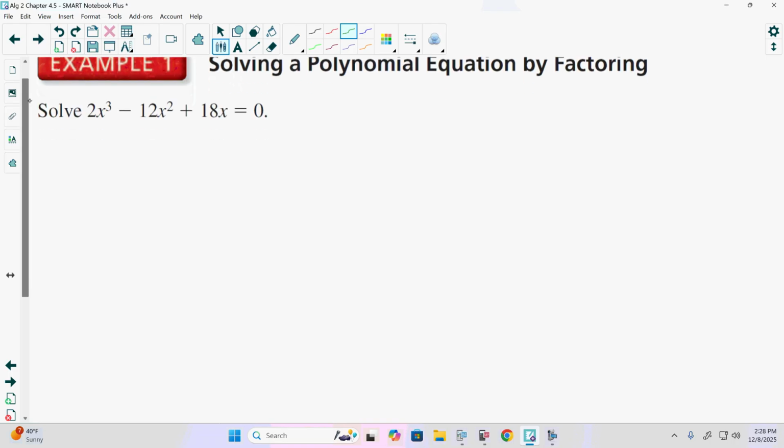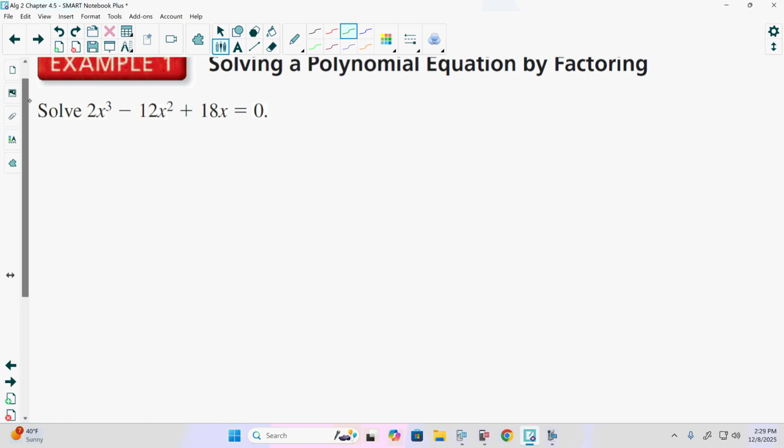So we're going to look at this first problem here. The first 2 that we do, we're actually going to solve by factoring. When we solve by factoring, the first thing we need to do is get the equation equal to 0. If we can get the equation equal to 0, that's going to be very helpful. For this one here, 2x cubed minus 12x squared plus 18x is already equal to 0, so we don't have to do anything. It's already there.